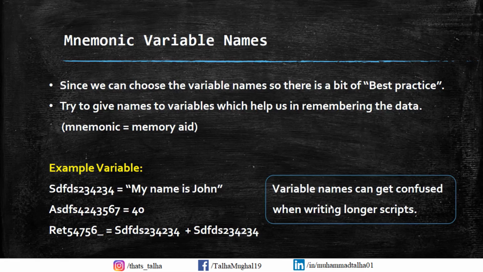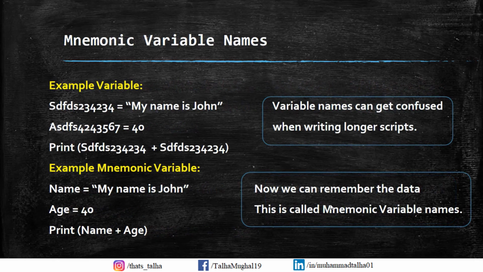And giving such variable names to our data is known as mnemonic variable names. Now, variable names can get confused when writing longer scripts. For example, if you give random names to your constants and after that you go ahead and write longer scripts, at any point in your program you can confuse one variable with another. But if you use the mnemonic variable name format, the chances of getting confused reduce to a very low level.